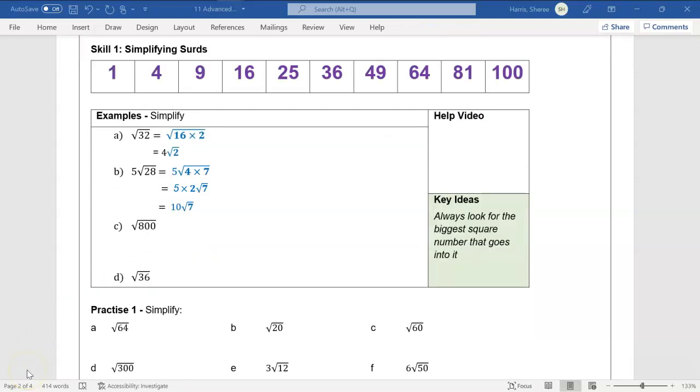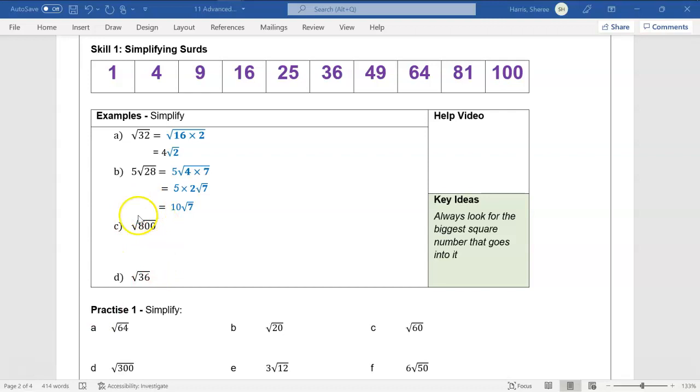Now the next example is just a bigger version of what we've been doing. And I'm going to do it the long way. So for example, if you could spot that 400 goes into that and 400 is a square number, you'll get it straight off, okay? And that's the recommended way. But I want you to see what happens if I don't get the biggest square number.